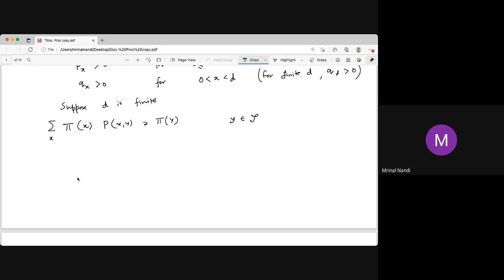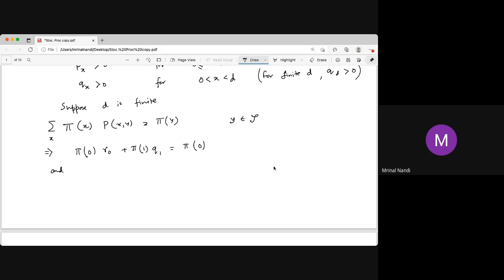Now this implies pi 0 times r0, plus pi 1 times q1, equals pi 0. Starting from 0 and staying there has probability r0, and starting from 1 and going one step down, one death, to 0 has probability q1. This is the case for y equal to 0.